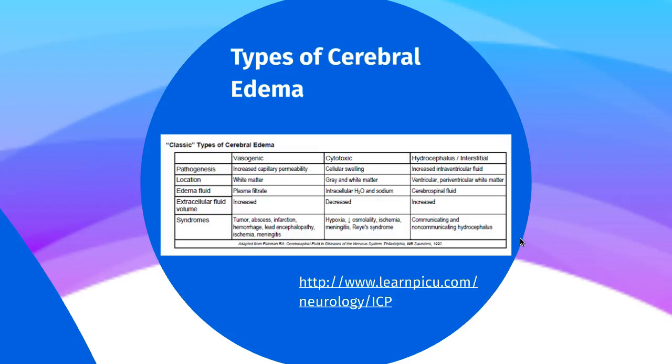In the cytotoxic or cellular type, you're affecting your gray and white matter, and this is in instances when they have hypoxic injury, ischemia, or meningitis. The edema fluid is actually intracellular H2O and sodium, and so your brain cell is actually getting bigger and bigger and bigger. And in this instance, your extracellular fluid volume is decreased.